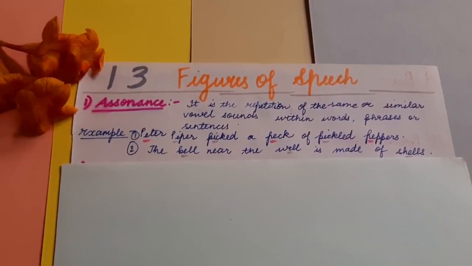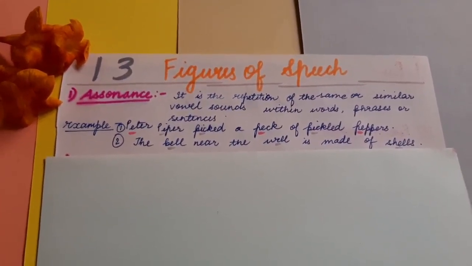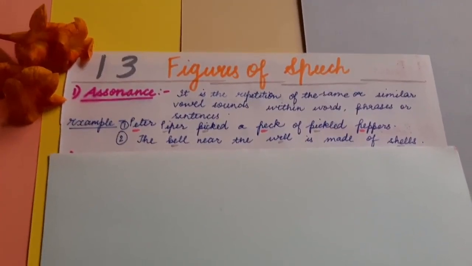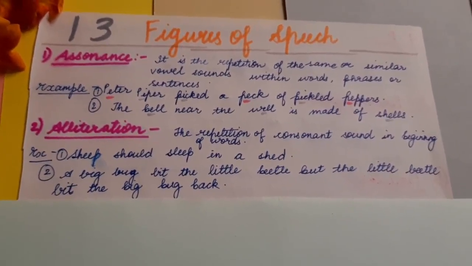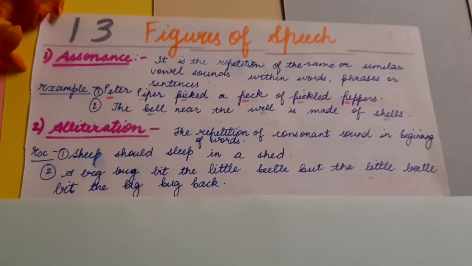Example number 2, the bell near the well is made of shells. So here you can notice the underlined E vowel is repeated. Bell, well, and shell. Number 2, we have alliteration. Alliteration. It is repetition of consonant sound in beginning of words.